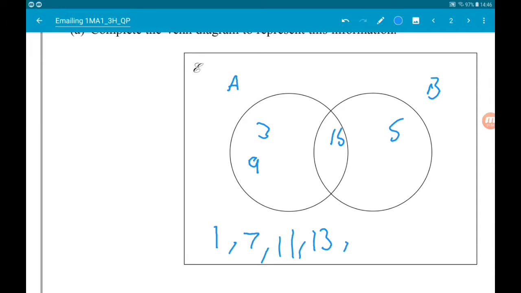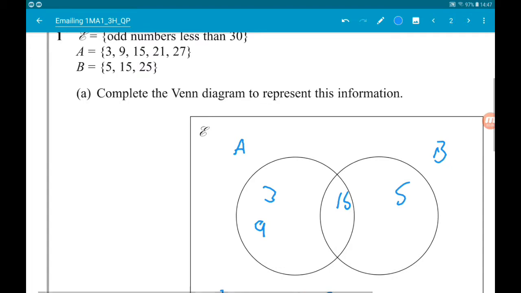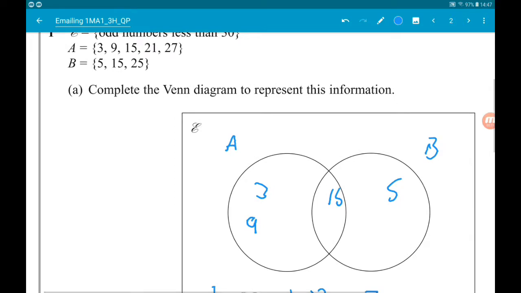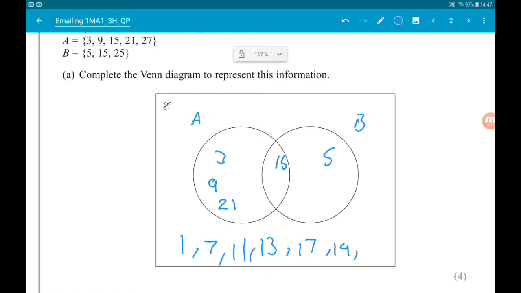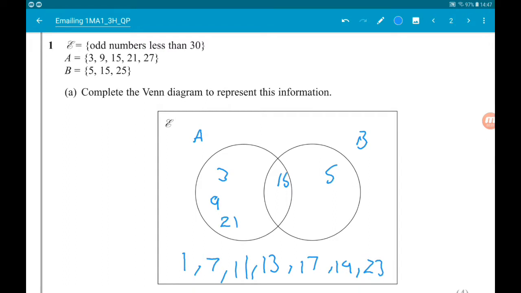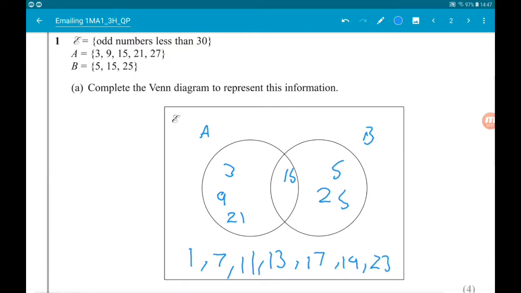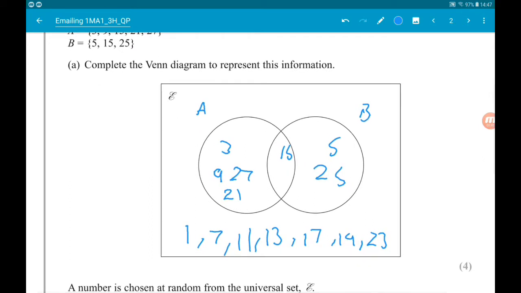17 neither, 19 neither, 21 is in set A, 23 is in neither, 25 is in B, 27 is in A, and then 29 is in neither.